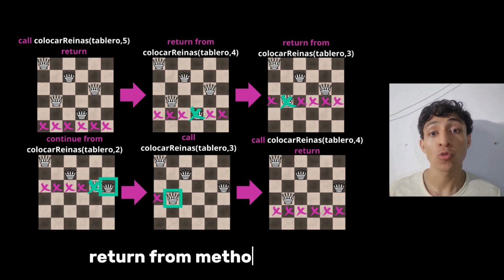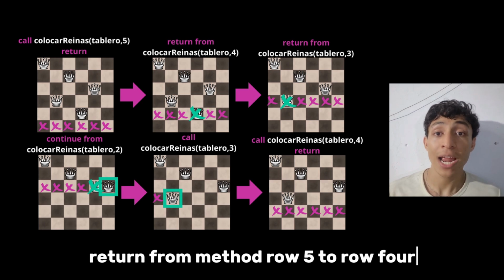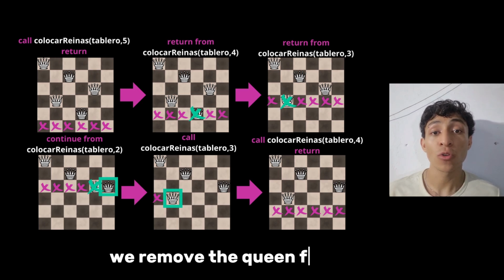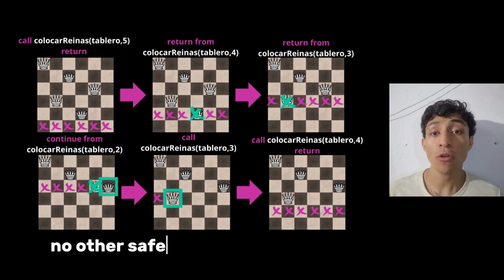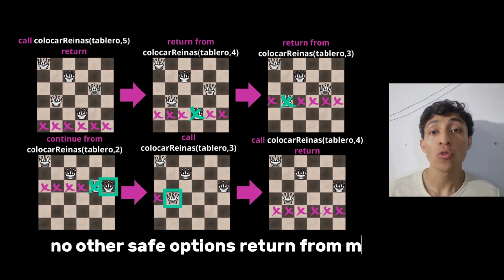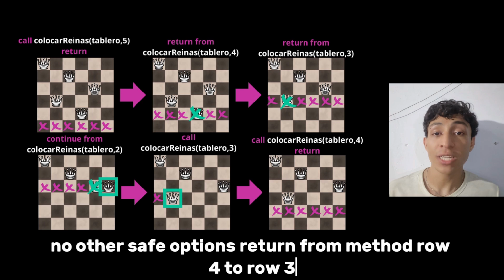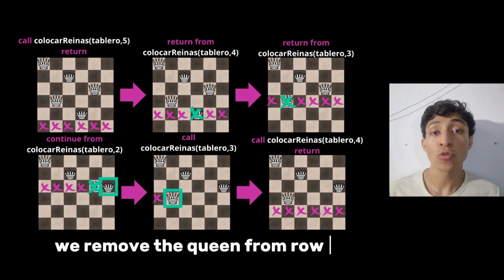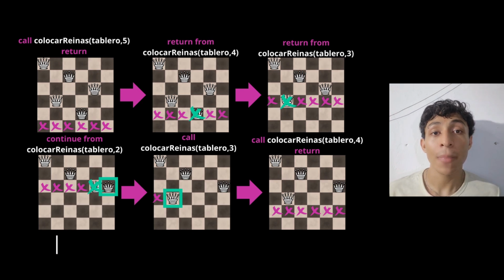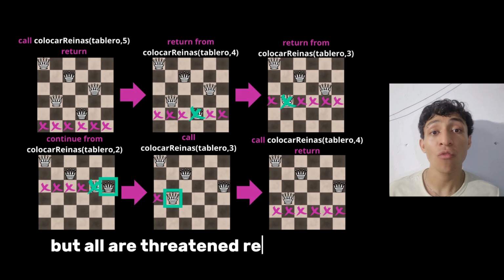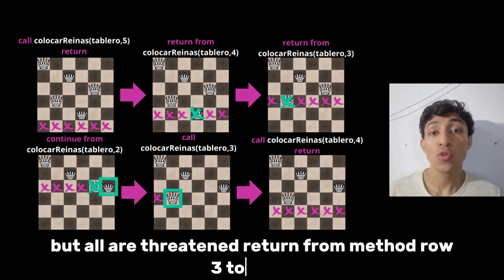Return from method row 5 to row 4. We remove the queen from row 4 and try the remaining columns. No other safe option. Return from method row 4 to row 3. We remove the queen from row 3 and try a new position, but all are threatened. Return from method row 3 to row 2.